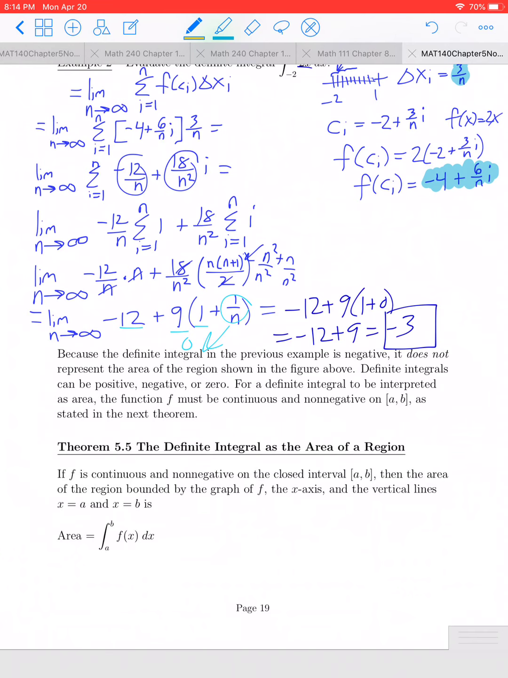To summarize, this is summarized in Theorem 5.5. The definite integral as the area of a region. If f is continuous and non-negative on the closed interval a to b, then the area of the region bounded by the graph of f, the x-axis, and the vertical lines x equals a and x equals b is given by the definite integral from a to b of f of x dx. So we need for the function to be non-negative, in other words, 0 or greater, to lie above the x-axis in order for that definite integral to have the interpretation of area.